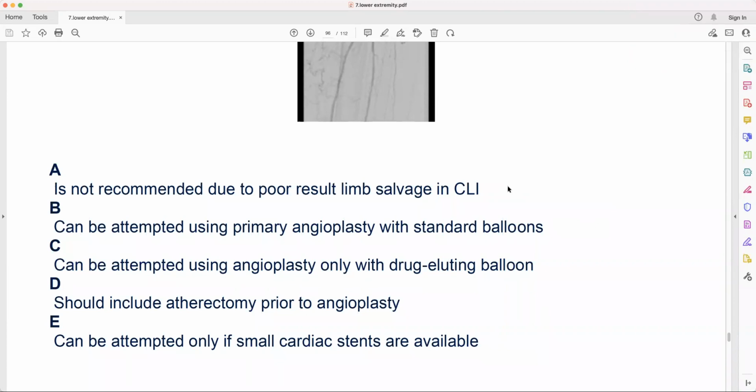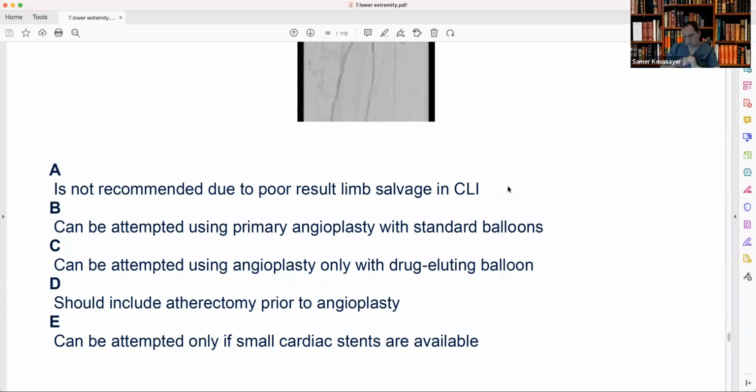It should include an atherectomy prior to angioplasty. No. Also, none of the studies showed that adding atherectomy to angioplasty gives a better patency. There's another common study now going on. They showed maybe within 1 year you have a better patency.